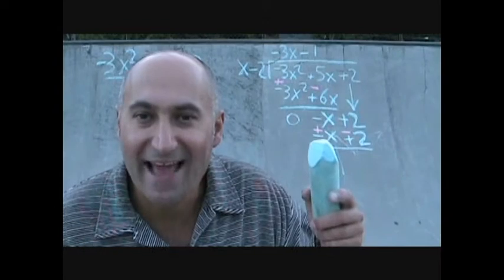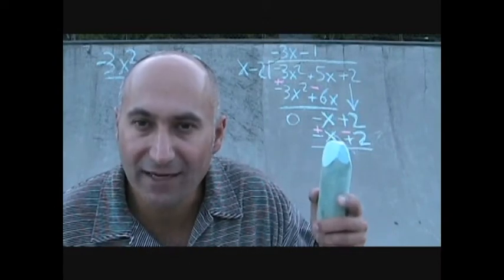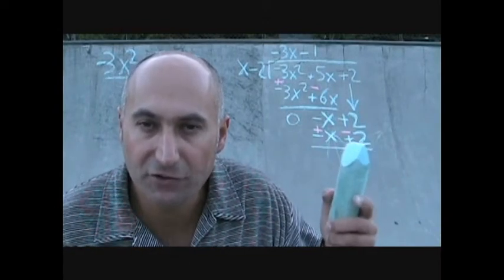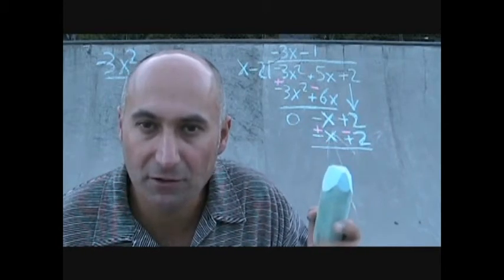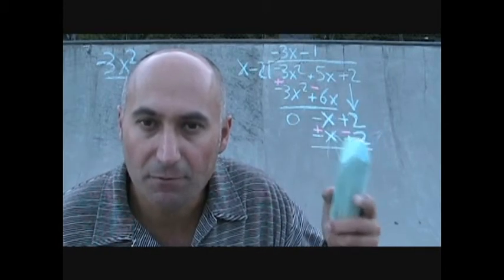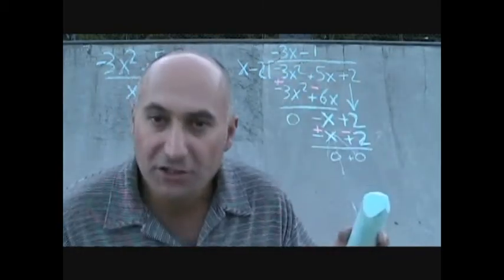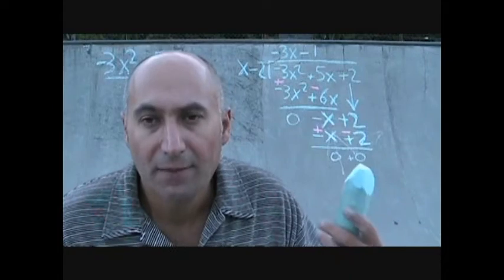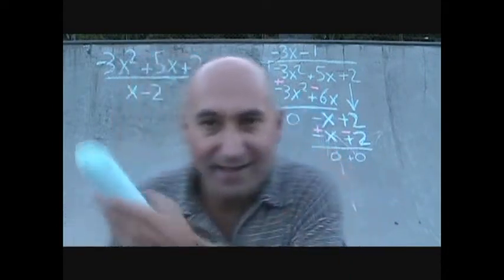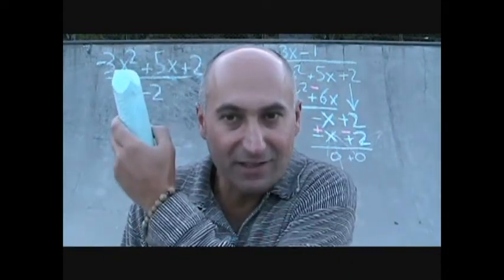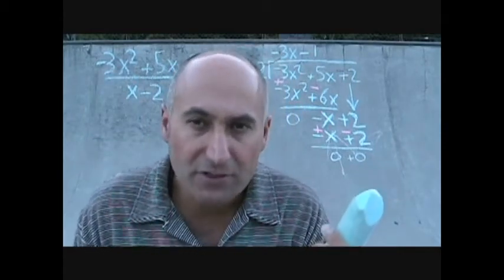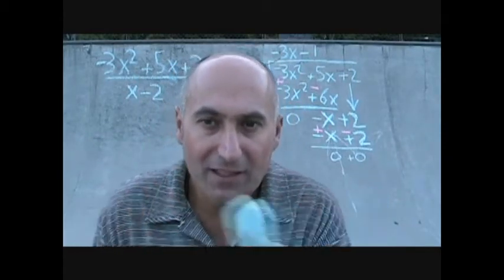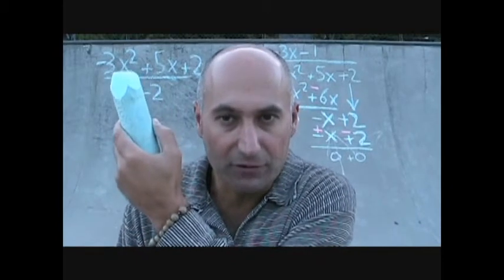So that was a negative x, it changes to a positive x, and that was a positive 2, it changes to a negative 2. So negative x plus x is going to be 0. Positive 2 minus 2 is going to be 0. So we just got down to 0, which is basically telling us that this guy divides evenly into that guy. Another way you can think about it is, as soon as you get a remainder of 0, it means that this guy is a factor of the top guy.